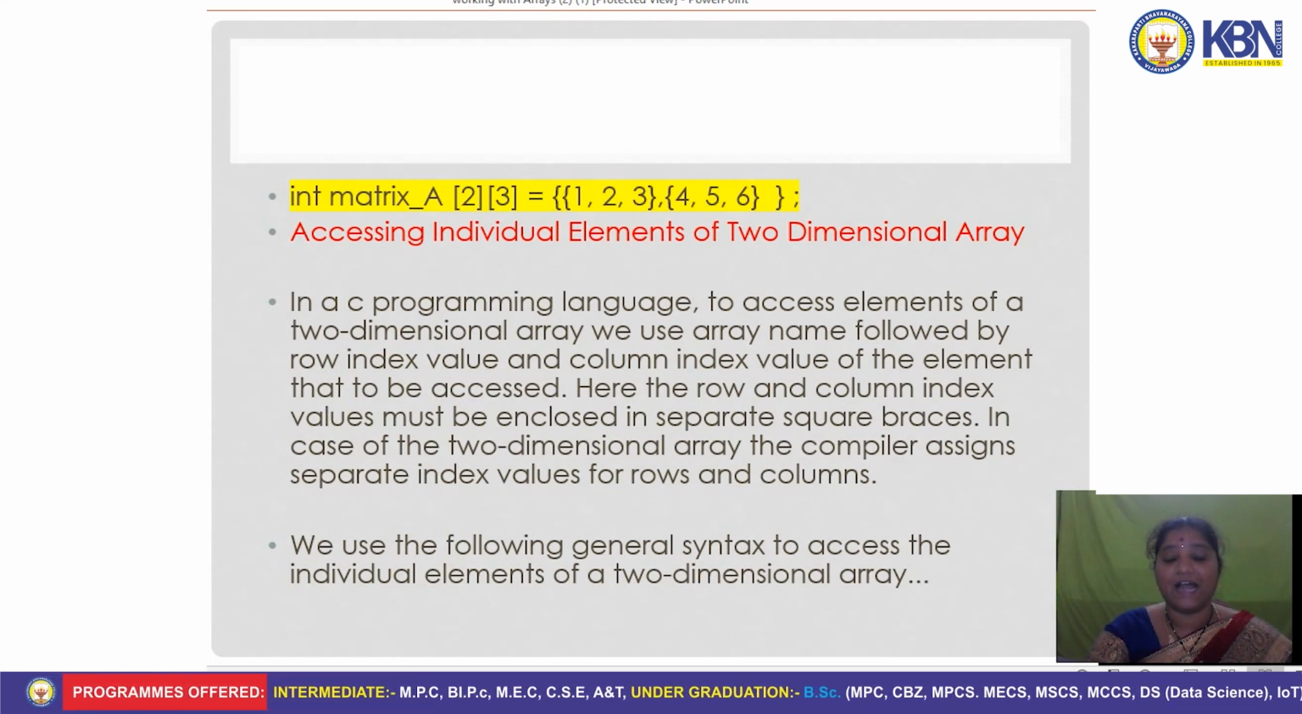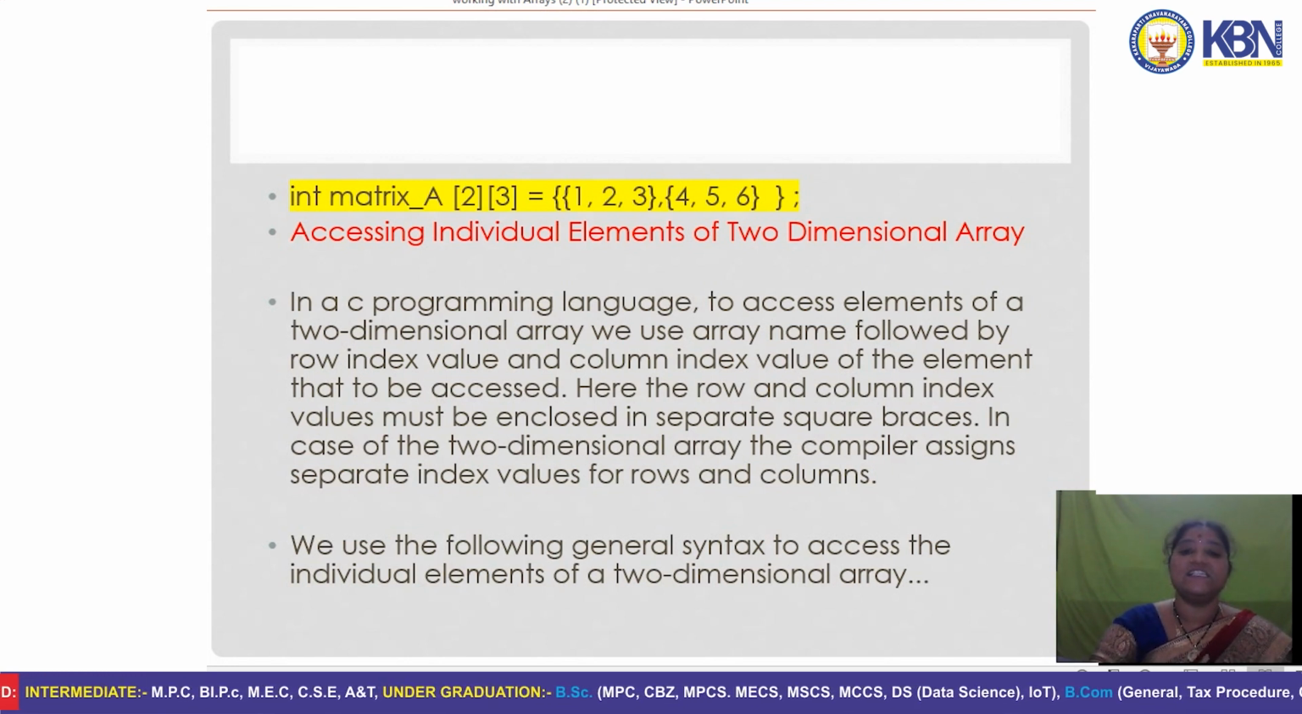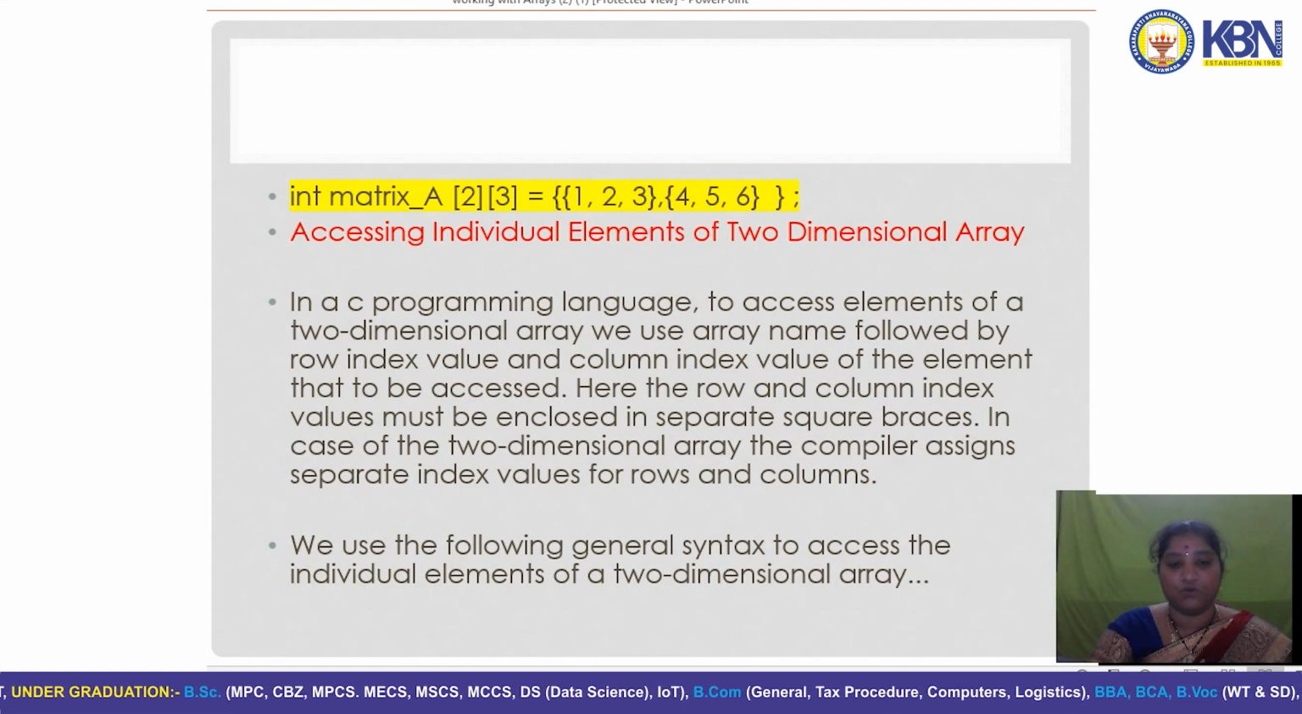So how do we access individual elements of a 2-dimensional array? In C, to access the elements of a 2-dimensional array, we use the array name, the row index value and the column index value of the element to be accessed. Here the row and the column index values must be enclosed in separate square braces, as you know.